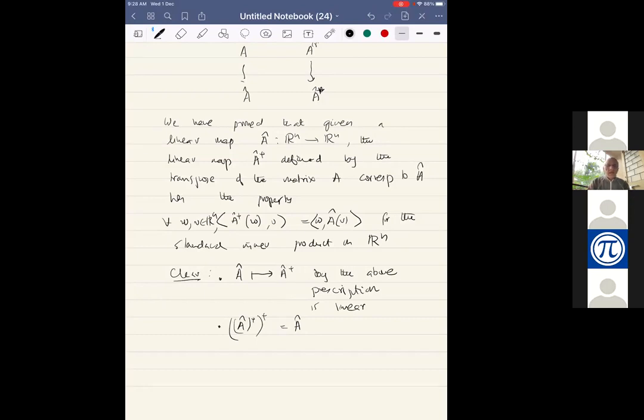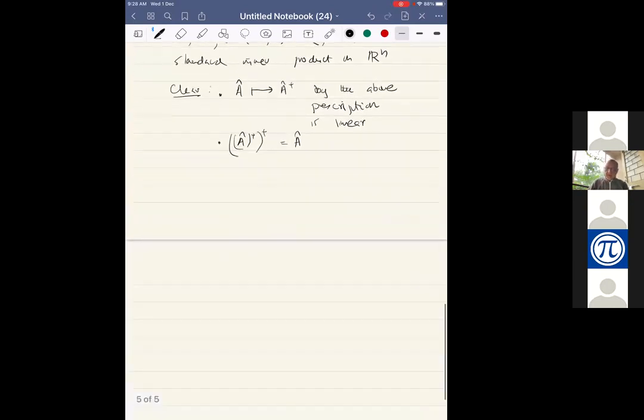The only thing I have not shown is that there is no other way of defining a hat dagger. Okay, so that is the uniqueness part, which somebody asked, is it true? It is true, but I have not proved it, I'm leaving it as an exercise. So uniqueness of A hat dagger given A hat is left as an exercise. Or you can look at the notes where I actually prove everything carefully.